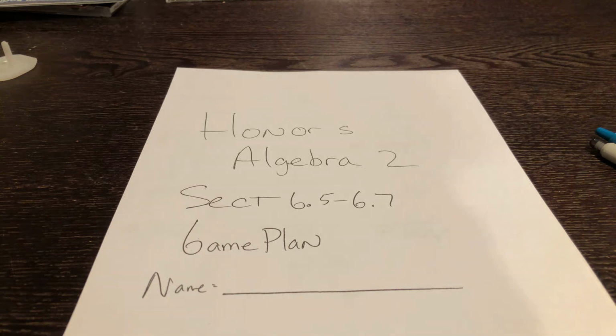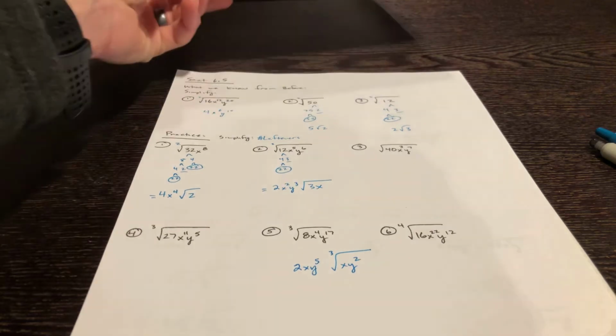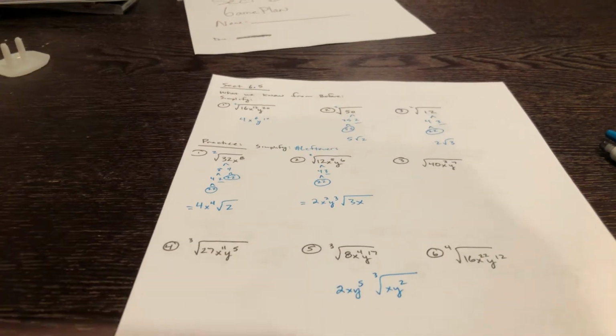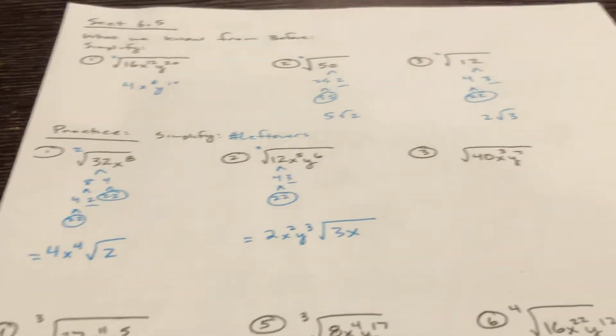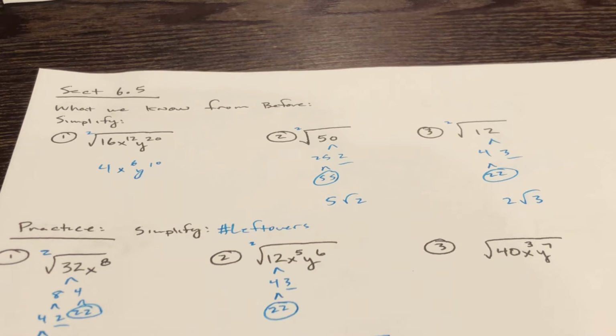I'm going to give you a hard copy of this when I see you again. These are the first few pages, the new game plan. So on page 1, what I recommend is just write these questions out. What we know from before, I emailed it to you, so it's the same questions.